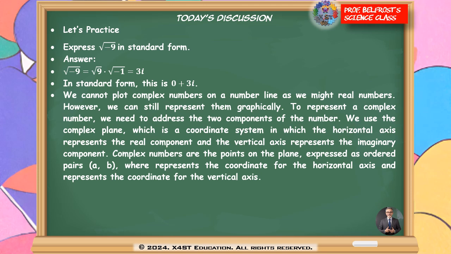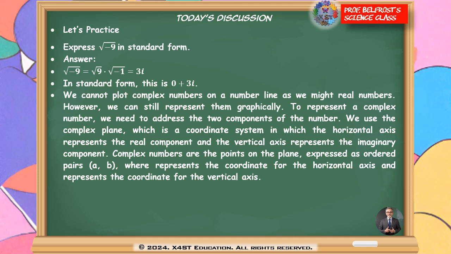Let's do an example. Express the square root of -9 in standard form. Actually it's very easy, by using the previous step we can obtain the answer, which is 3i. And to write it in standard form, because it doesn't have a real part, we just express it as 0 plus 3i.